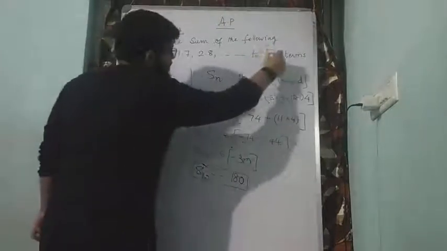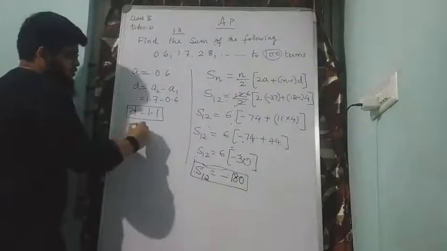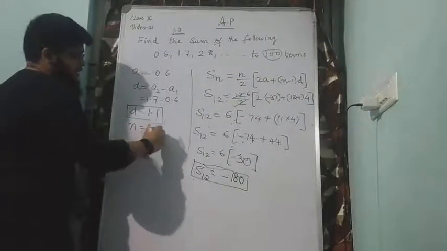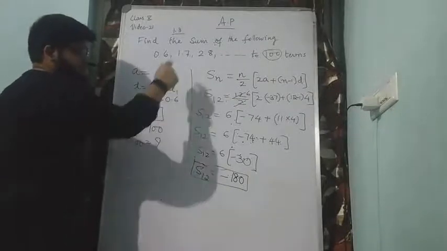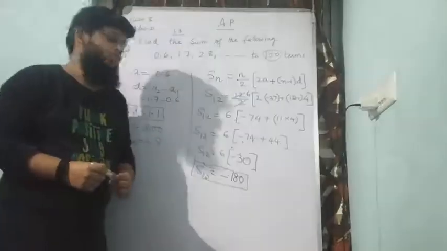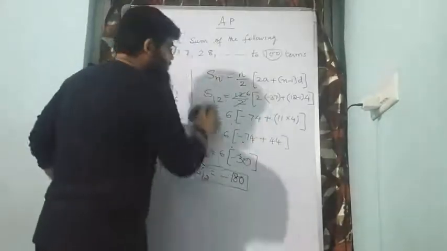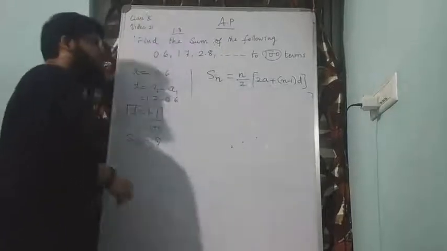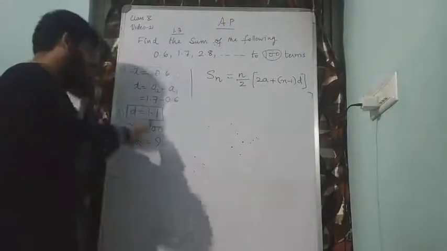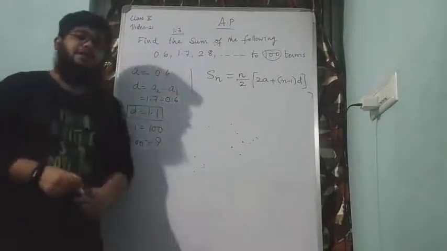Up to how many terms are we finding? 100 terms, so the value of n becomes 100. That means you should find out S100 by making use of the Sn formula. So what I want you to do is, I have given you the values, the entire data is present on the board already. Make use of this formula and try to solve this to get the answer.